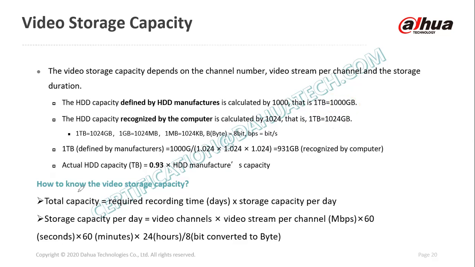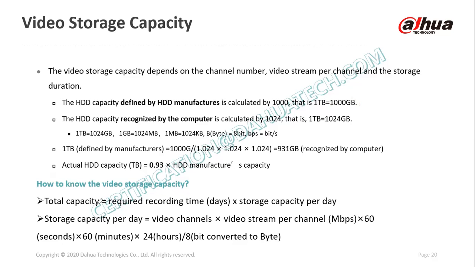So how do you know the storage capacity that will be required? Total capacity is the required recording time times the storage capacity per day. So if you say maybe per day you're going to use 2 GB, then times 30 days, you know which type of hard disk you need to purchase to last that number of days.